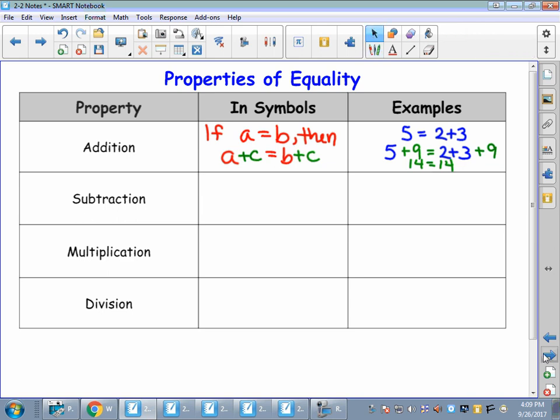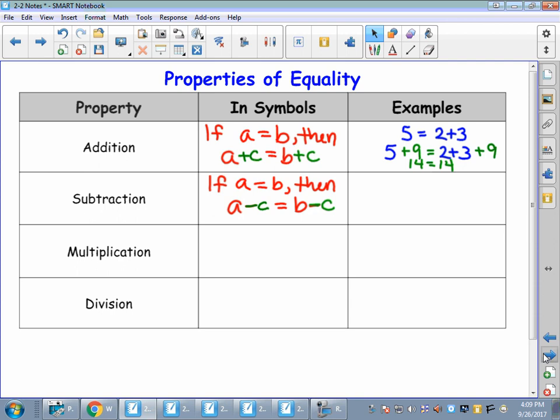Subtraction property is basically saying the same thing. If A is equal to B, then we could do the same thing. Subtract a common C value, and as long as we're consistent and subtract it from both sides, we'll still have balance. So this is saying whatever I subtract from one side, as long as I subtract it from the other, they are still balanced.